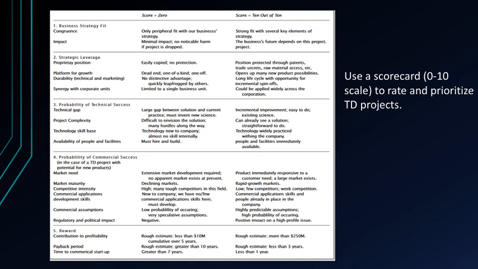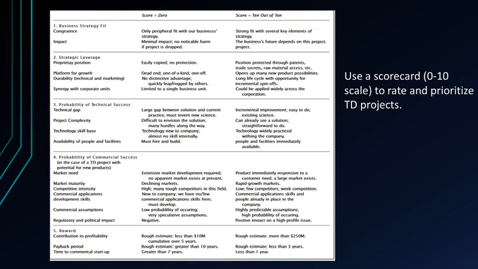Commercial applications, with a 0 score, is new to the company. We have no or few commercial application skills here, must develop. Whereas a 10 score for development skills is commercial application skills and people already in place in the company. A 0 score for commercial assumptions: low probability of occurring, very speculative assumptions. A 10 out of 10 score is highly predictable assumptions, high probability of occurring. A 0 score for regulatory and political impact is negative. 10 out of 10 score is positive impact on a high profile issue.